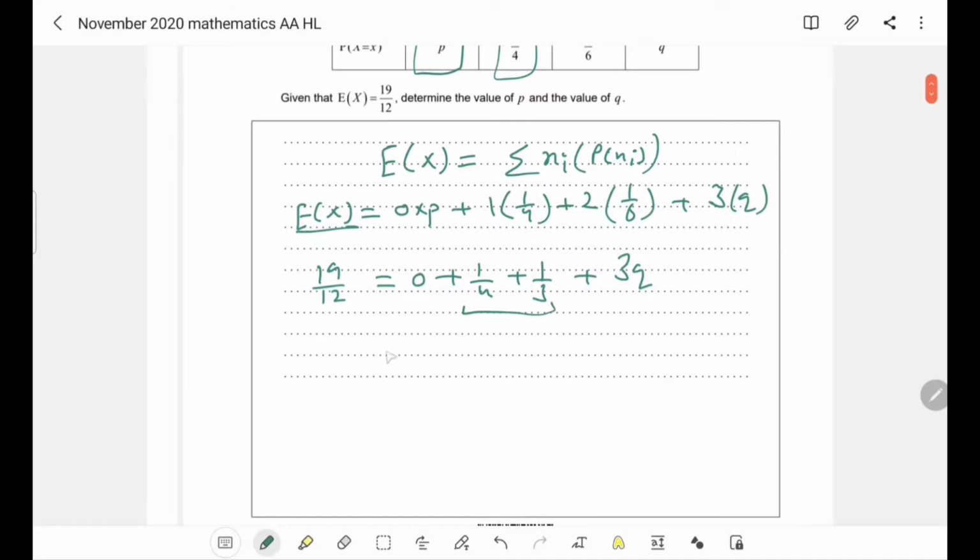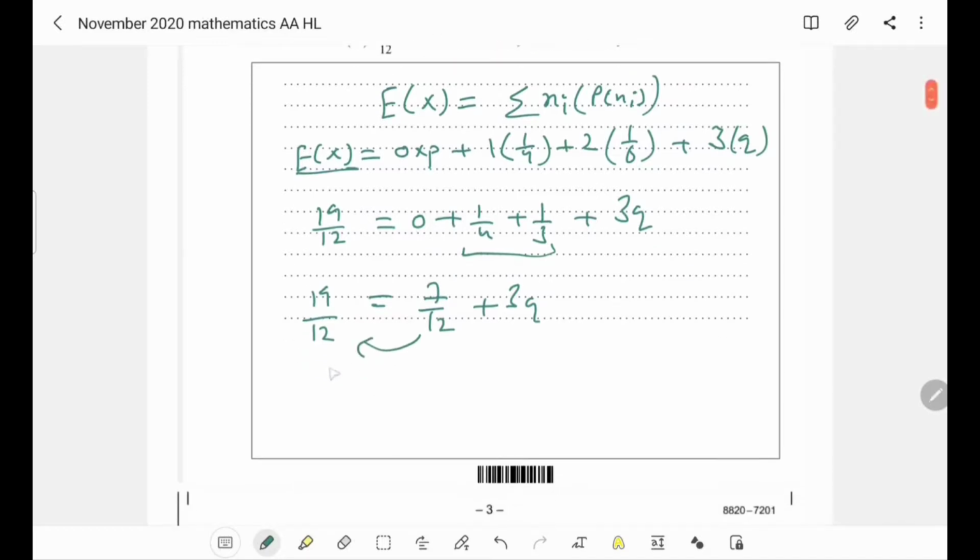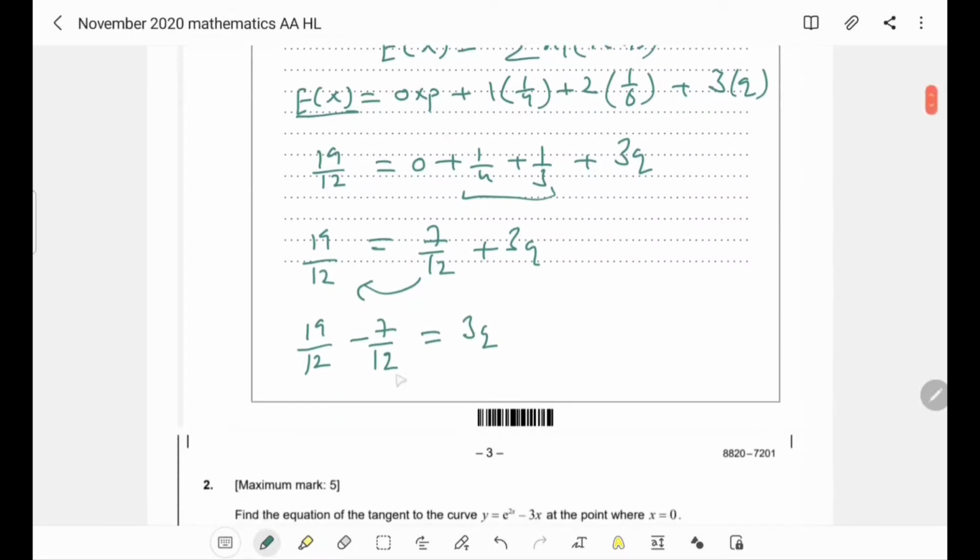The LCM of these two will be 7 by 12, plus 3q. We'll take this to the other side. 19 by 12 minus 7 by 12 comes out to be 12 by 12. So this is 3q equals 1, so it will be that q is 1 by 3.